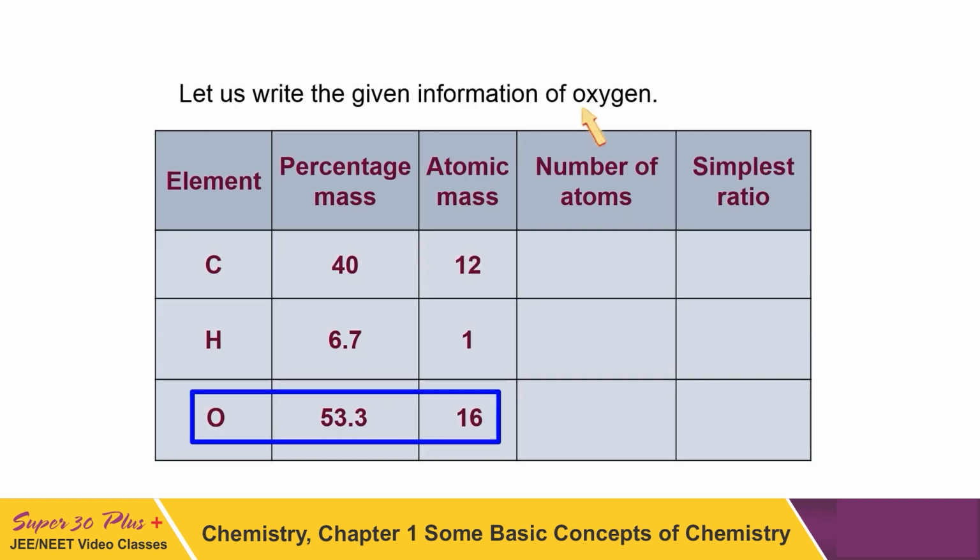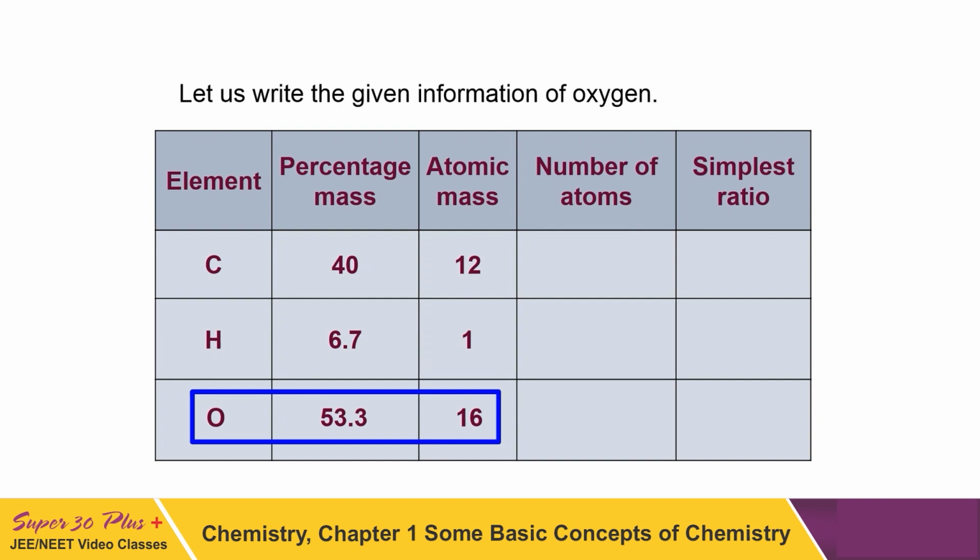Now we will give the inputs of oxygen. Another element is oxygen. Mass percentage is 53.3 and atomic mass is 16. So now in this table we have filled in all three elements: carbon, hydrogen and oxygen.